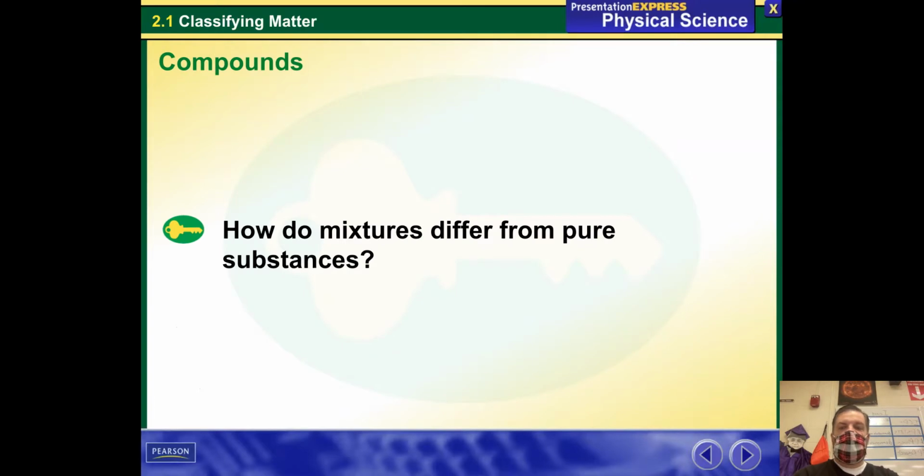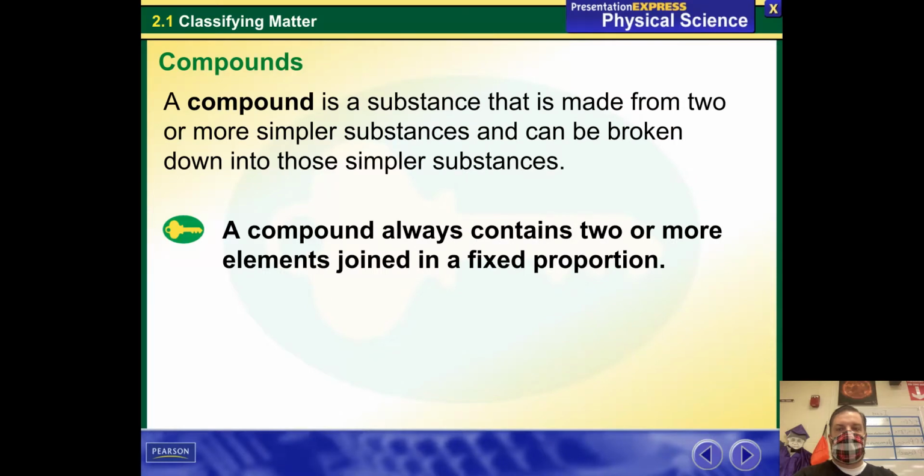Okay. How do mixtures differ from pure substances? So we talked about atoms and compounds. Well, let me back up. Elements have atoms. Compounds have molecules. Okay. Elements have atoms. Compounds have molecules. Now we're going to talk about mixtures.